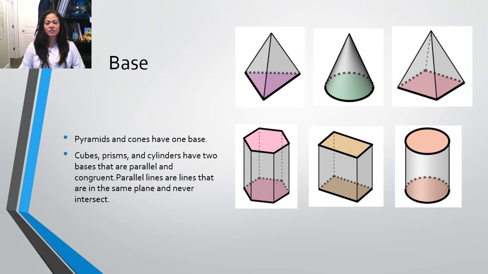That bottom part of the pyramid, or the top and the bottom part of the prisms, we call the bases. So here at the top, you can see a triangular pyramid has a base that's a triangle, a cone has a base that's a circle, and a square pyramid has a base that's a square. And then we have three prisms, one that has bases, that's again the top and the bottom, that are hexagons. And the next one is a rectangular prism, so the top and the bottom are rectangles. And then the cylinder has a top and a bottom base that are circles.